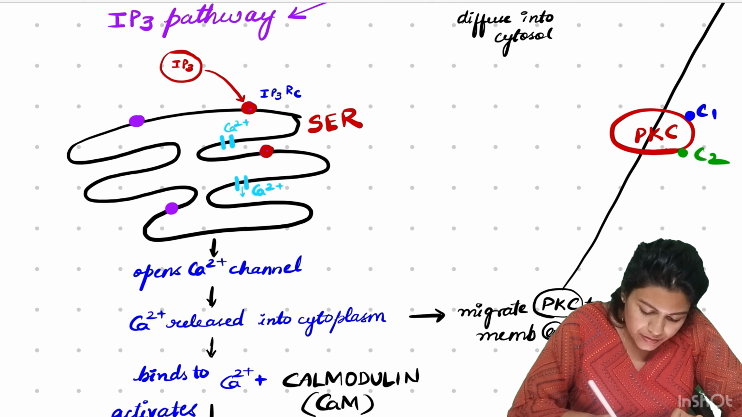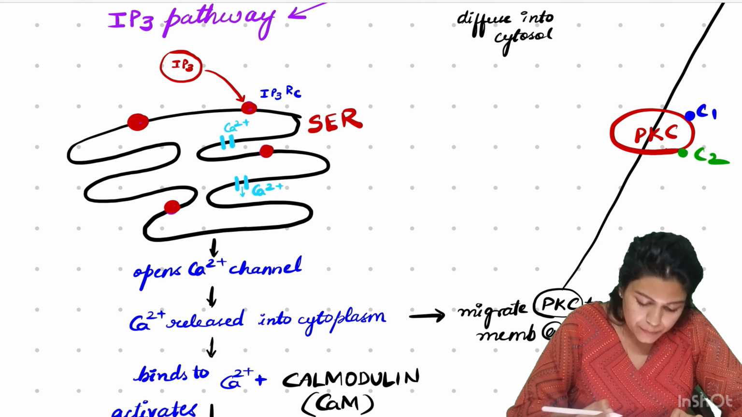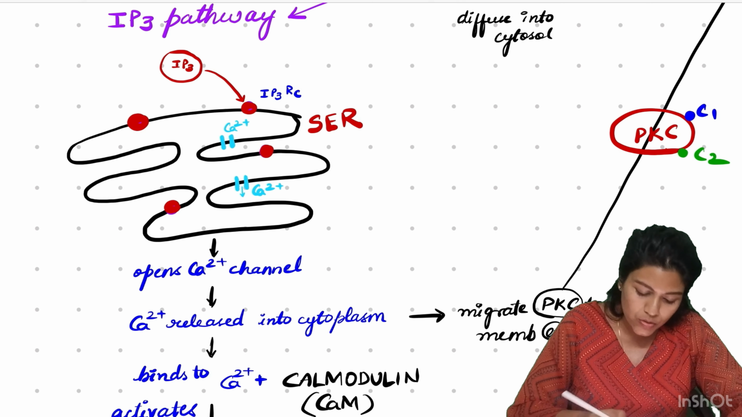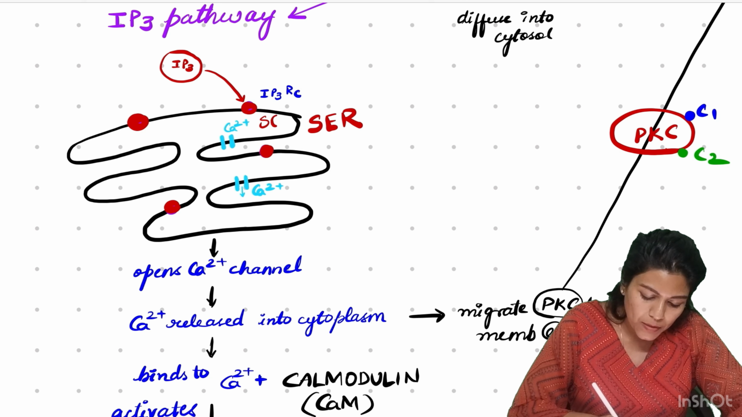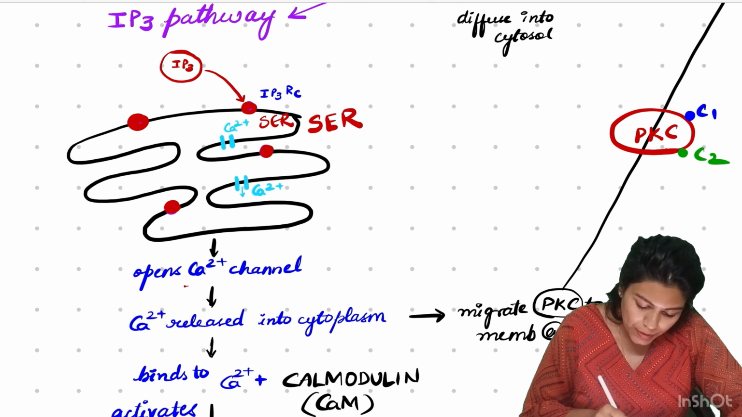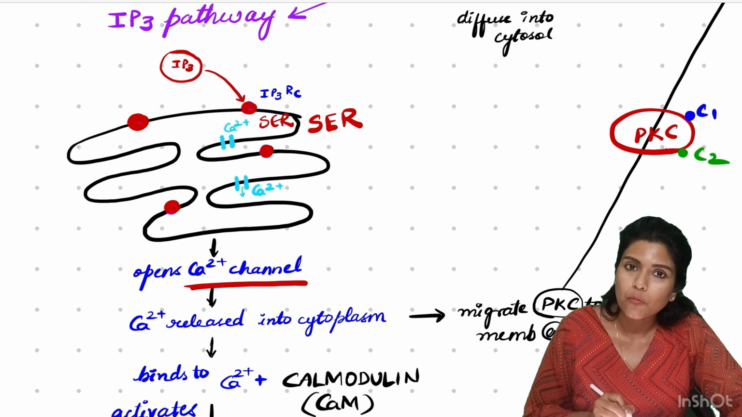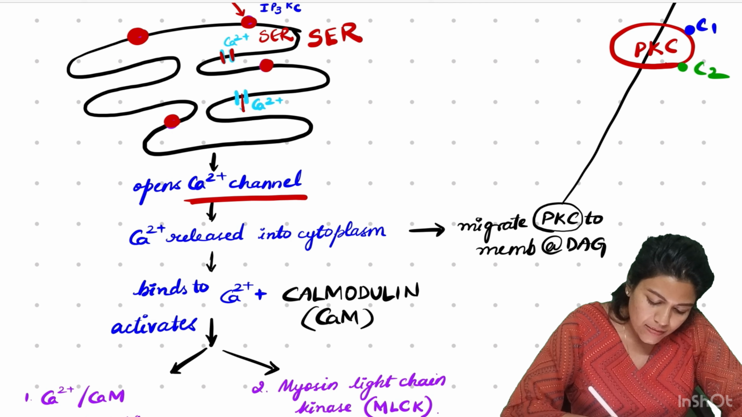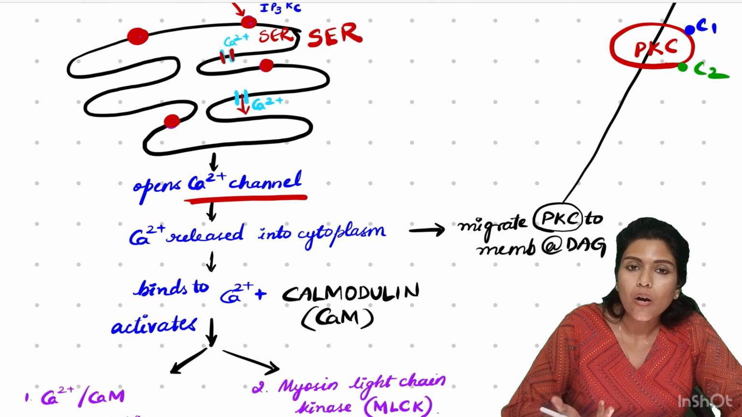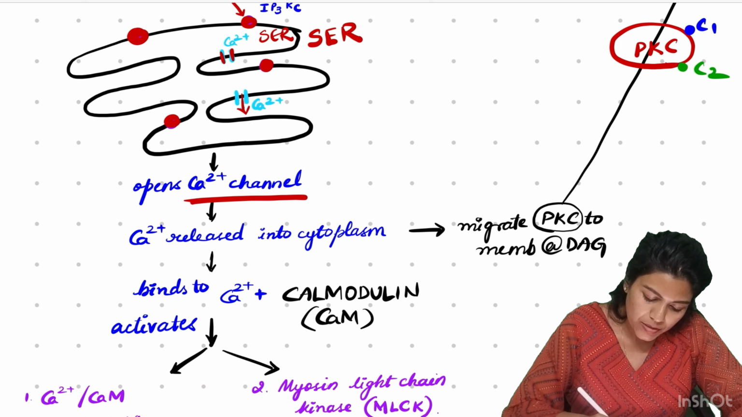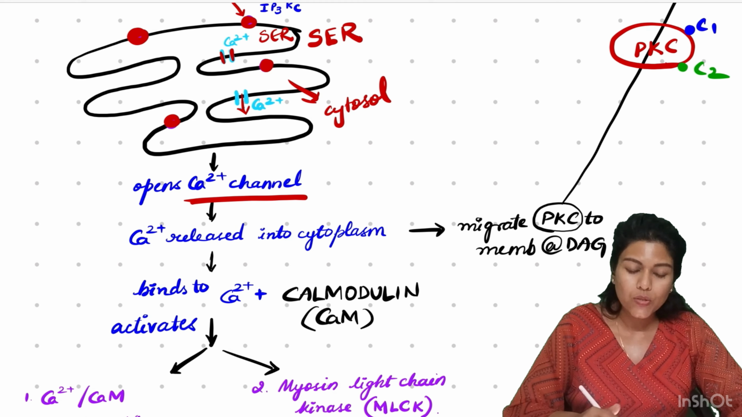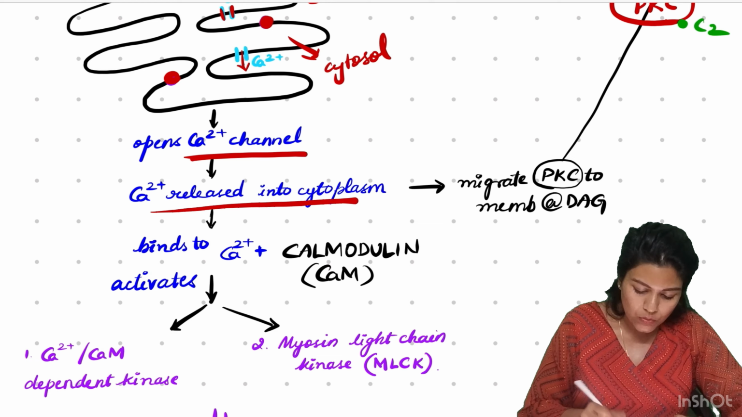The smooth endoplasmic reticulum is harboring the receptors for this IP₃ molecule. Via these IP₃ receptors, the IP₃ molecules will bind and open the calcium channels of the smooth endoplasmic reticulum. These calcium channels are opened and there is an efflux of calcium from the endoplasmic reticulum into the cytoplasm. So calcium will move out into the cytosol. Calcium is released into the cytosol.